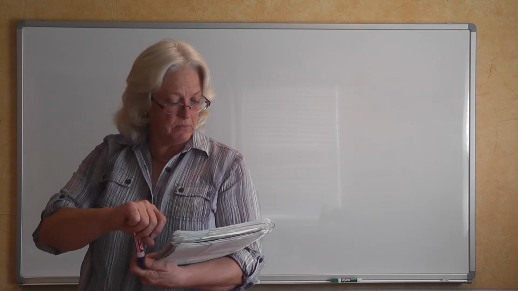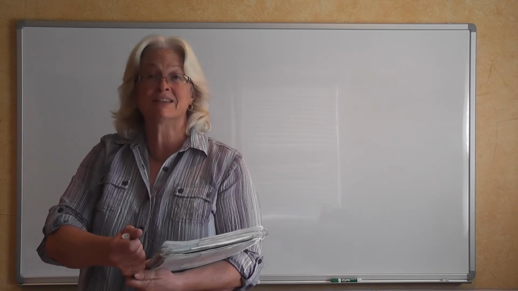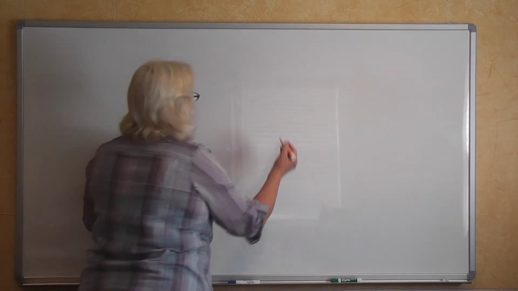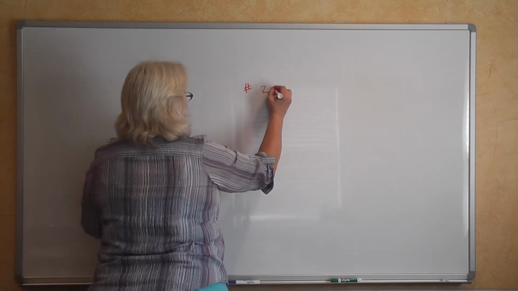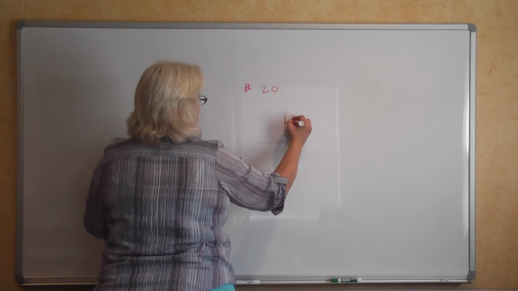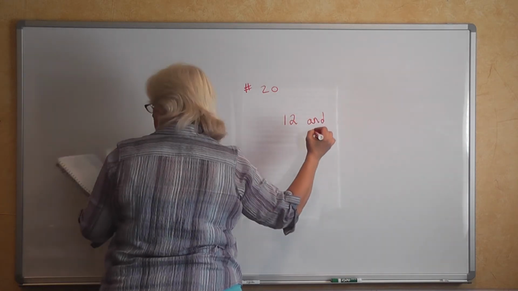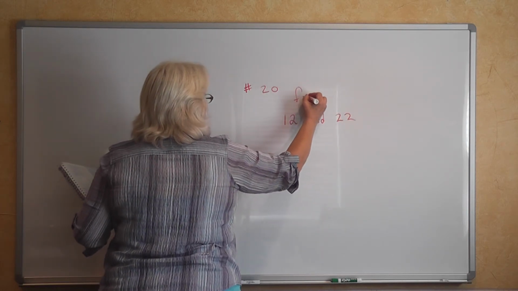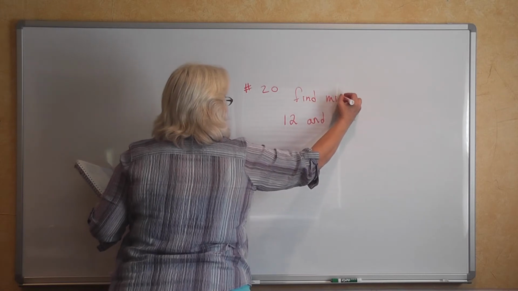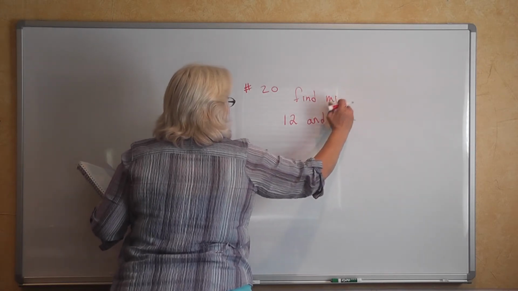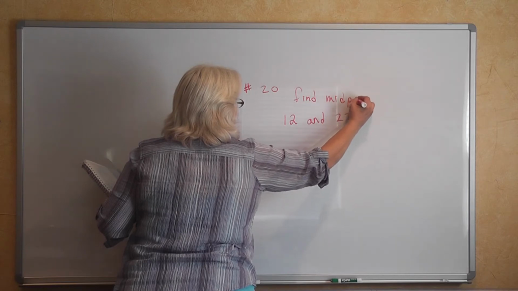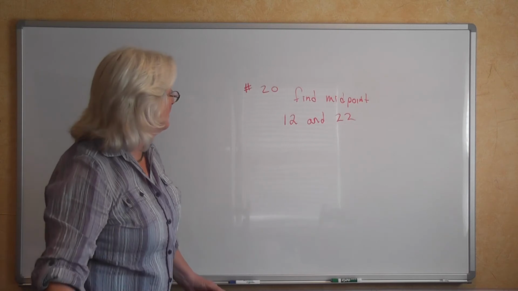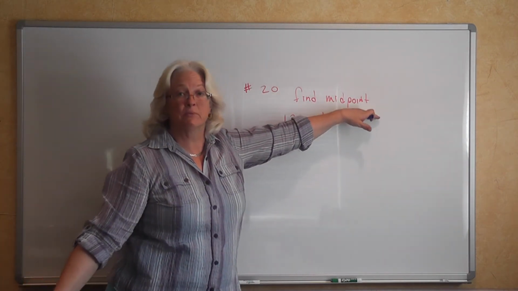This says, find the midpoint M of the segment defined by each pair of numbers. So this is number 20. We have a pair of numbers 12 and, I think I said 20, we're just going to say 12 and 22. Find the midpoint. My hand cannot go as fast as my brain thinks, so sometimes I get ahead of myself.